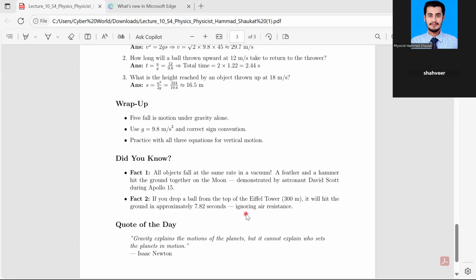But if we do not ignore the air resistance, this answer should be high or low? High, yes, because that ball has to resist more in that air. It has to resist those air particles. That's why we ignore air resistance. But if we are not ignoring air resistance, then the body will take more time.